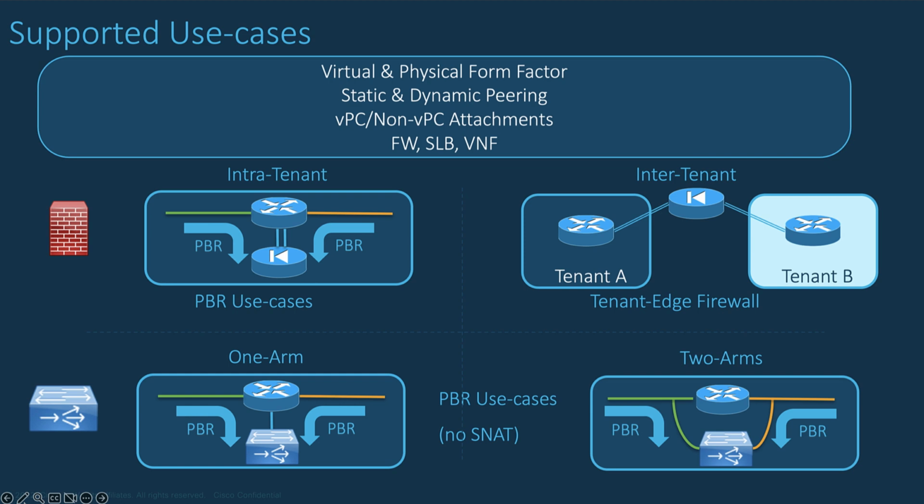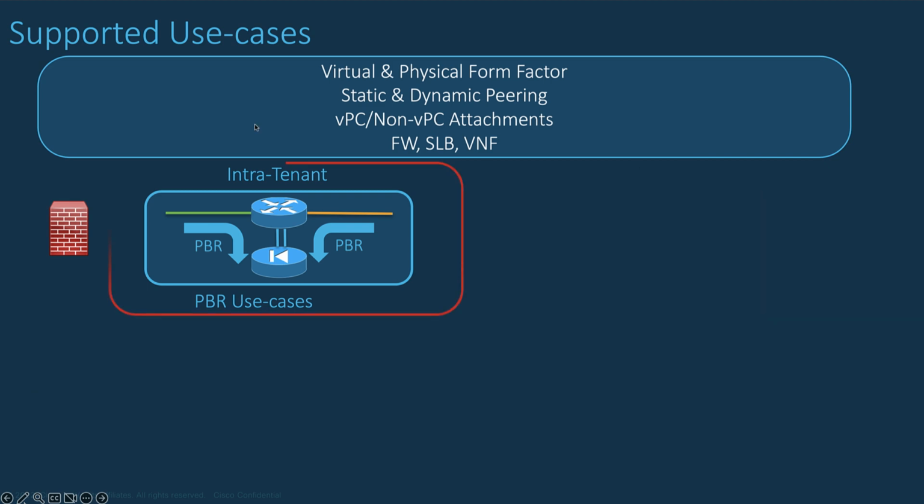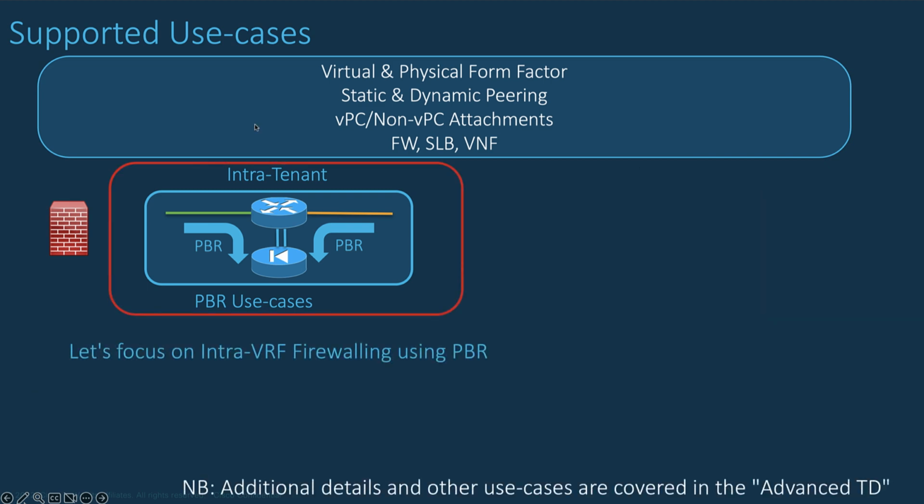In short, with NDFC, you simplify and automate the insertion of one or multiple layer 4, layer 7 service nodes inside your VXLAN EVPN fabric. Configurations involving intra-tenant and inter-tenant firewall for layer 3 networks, virtual network functions, and load balancer are supported. Now let's focus on the intra-tenant deployment using PBR for that demo.